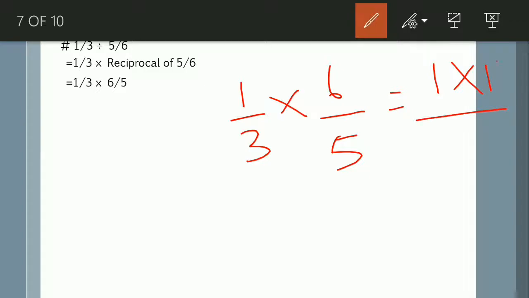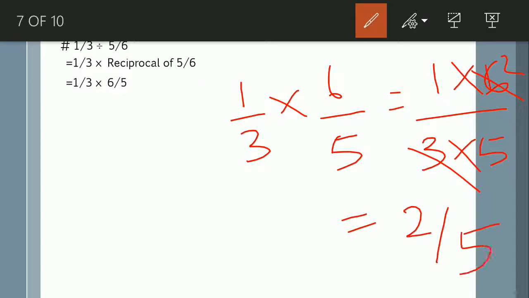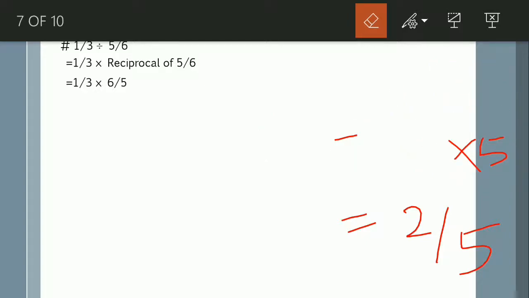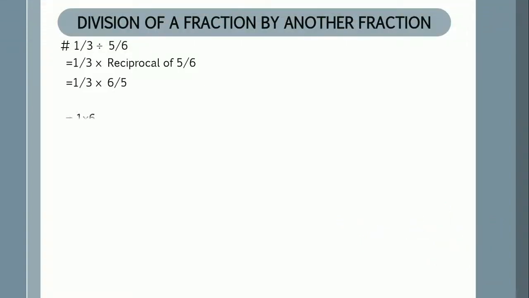1 into 6 and 3 into 5. Simplify it. What we get? Here will be 3, here will be 2. Then the answer will be 2/5. Are you listening, students? Okay. Very nice, very nice. We get the answer 2/5.